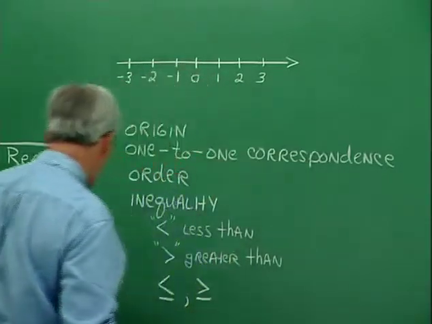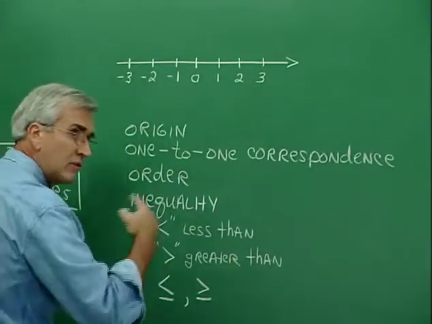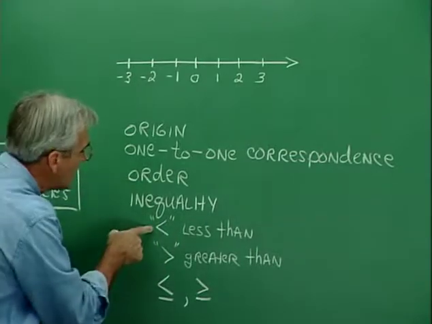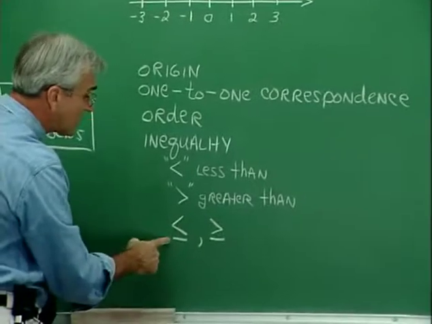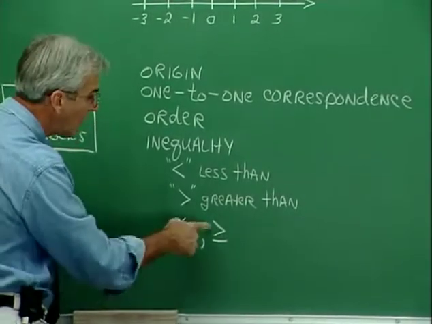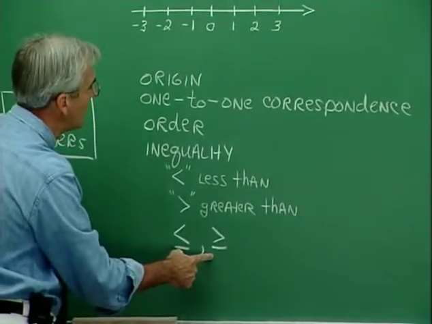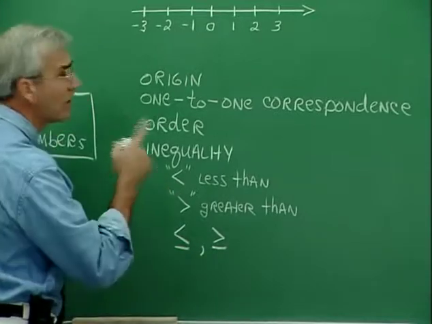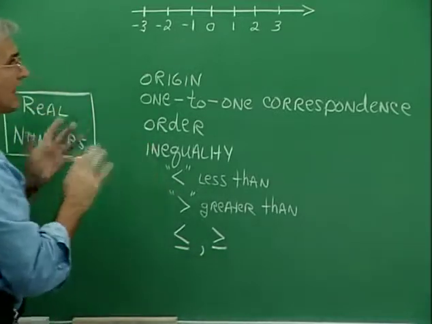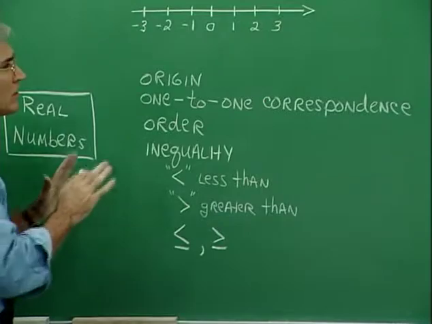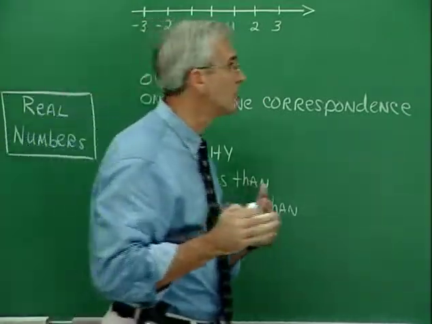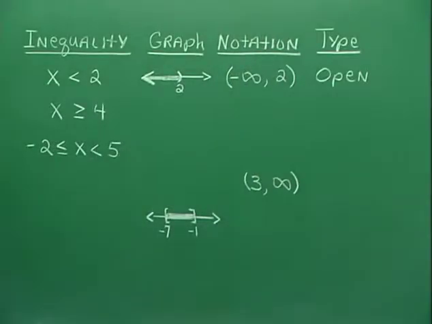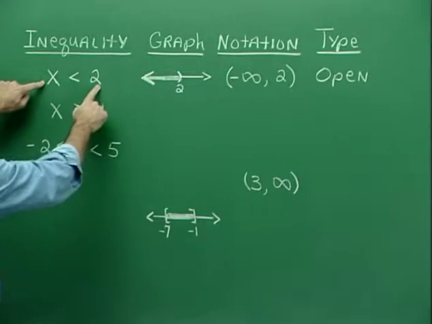Now, the inequality idea is, as I mentioned, the symbols are these: less than, greater than, less than or equal to, greater than or equal to. Now, it's often the case that letters are used in this inequality situation, and there are several ways to describe an inequality when letters are used. One way is to use an inequality statement, and this one says x is less than 2.